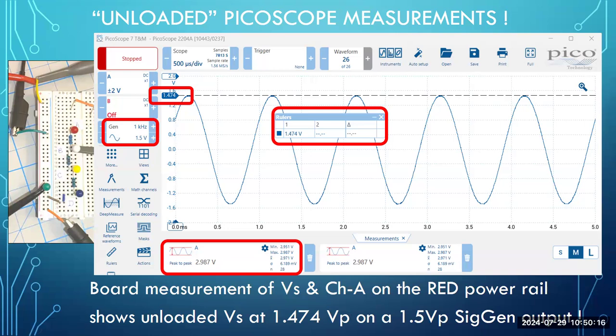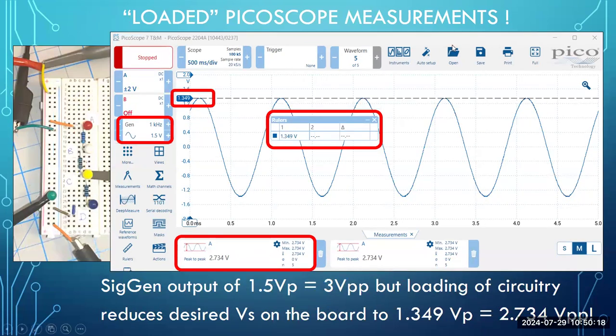Now, what happens if I load the circuit? If I load the circuit, that means if you look at the circuitry, I've now reconnected the orange jumper wire. I now have continuity, and the electricity is now flowing through the 3 resistors. My signal generator hasn't changed. It's still 1.5-volt peak. However, my voltage on the board has changed quite a bit.